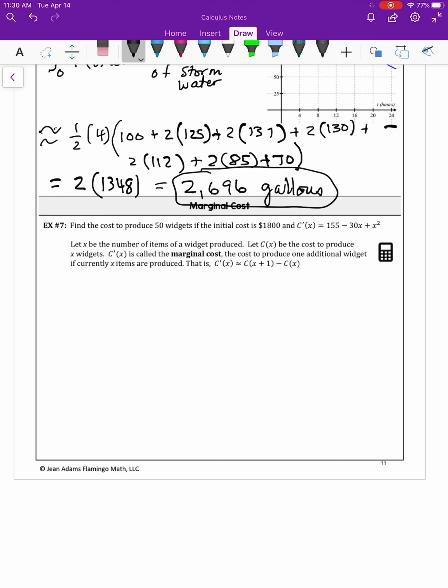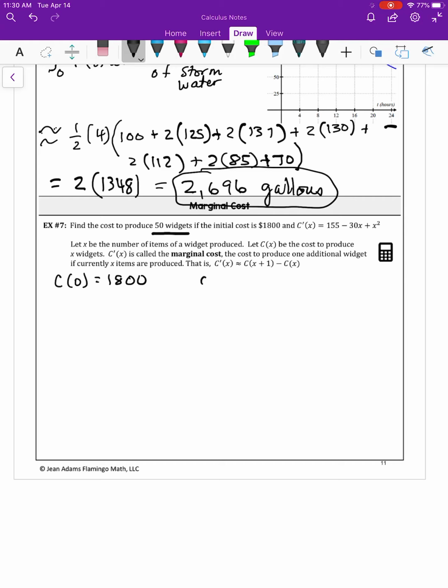All right, example number 7, find the cost to produce 50 widgets if the initial cost is $1,800 and C prime of x is 155 minus 30x plus x squared. So we're going to let x be the number of items of a widget produced. Let C of x be the cost to produce x widgets. C prime of x is the marginal cost, the cost to produce one additional widget if currently x items are produced. That is, that C prime of x is approximately C of x plus 1 minus C of x, so that cost of producing one more.